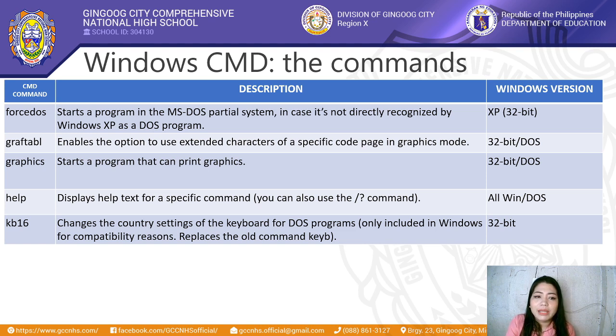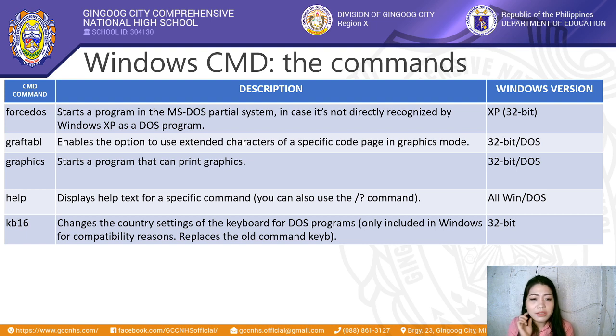We have graph table, or graph table enables the option to use extended characters as a specific code page in graphics mode. Graphics starts a program that can print graphics. Help displays help text for a specific command. Or you can use the /? option.